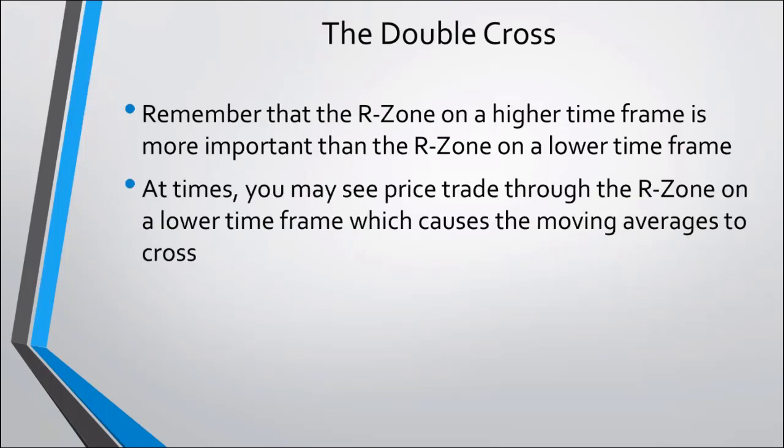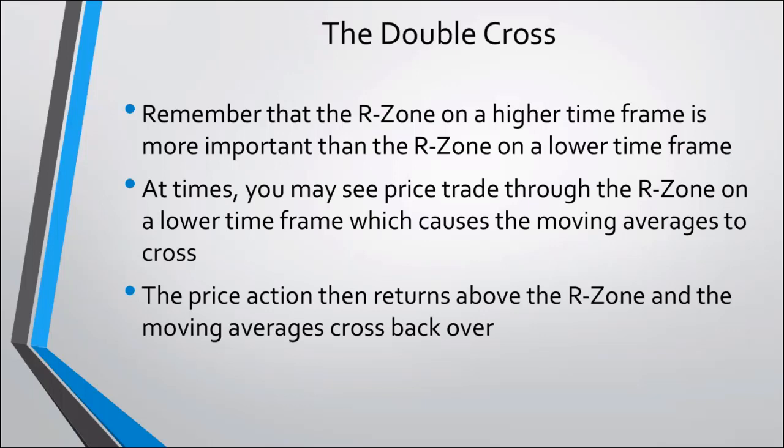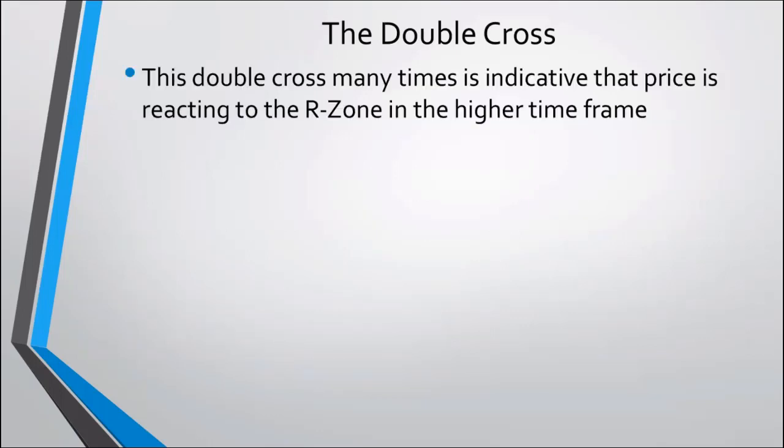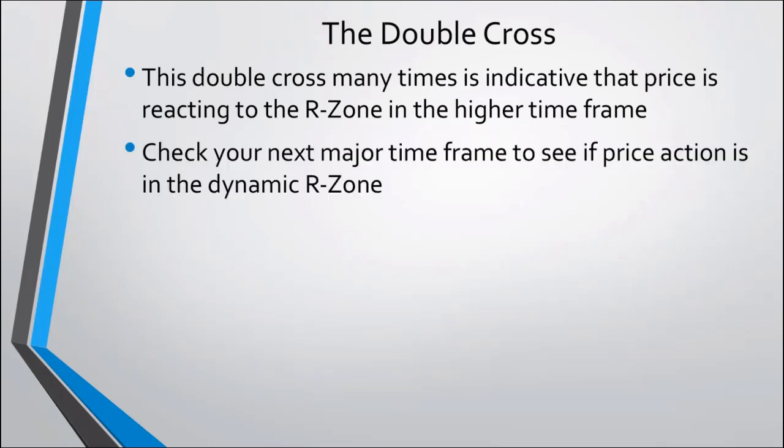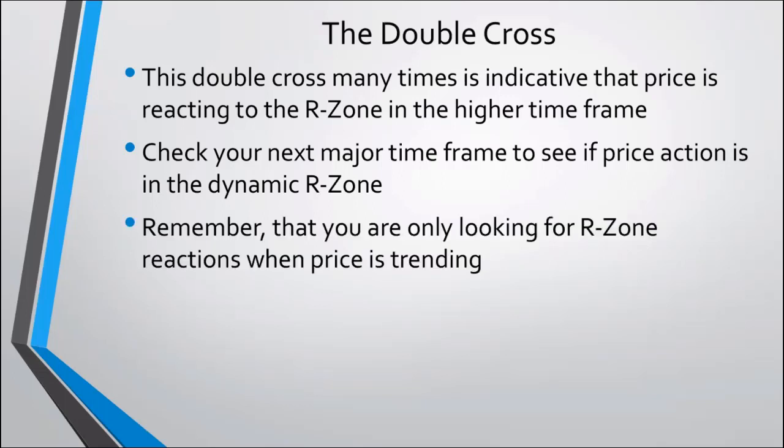At times, you may see price trade through the R zone on a lower time frame, which causes the moving averages to cross. The price action then returns above the R zone and the moving averages cross back over. So that's where we get the term a double cross. This double cross many times is indicative that price is reacting to the R zone in the higher time frame. Check your next major time frame to see if price action is in the dynamic R zone.